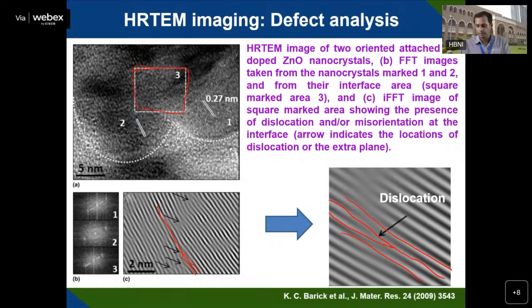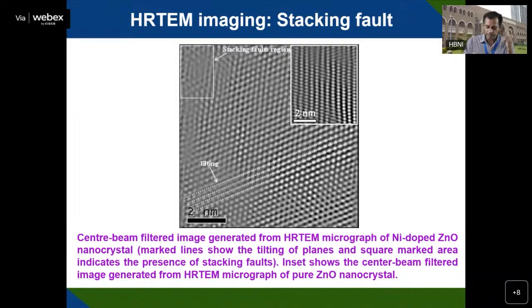If you go further to high atomic scale, you can also see defects like stacking faults. You can see up to here the atoms are perfectly aligned in this case. But when you go there, you can see the position is deviating, the atomic position is deviating from the dotted line.